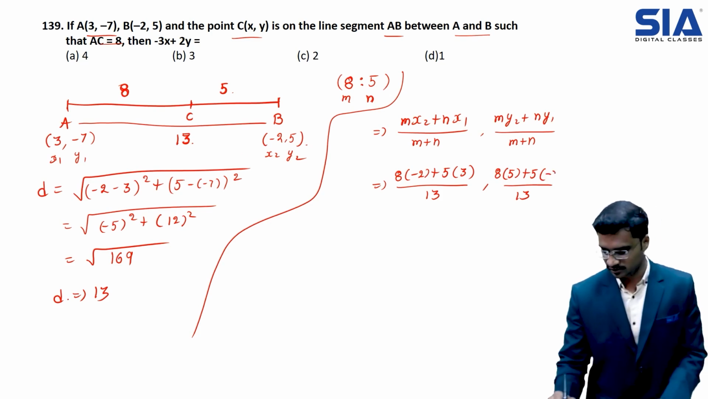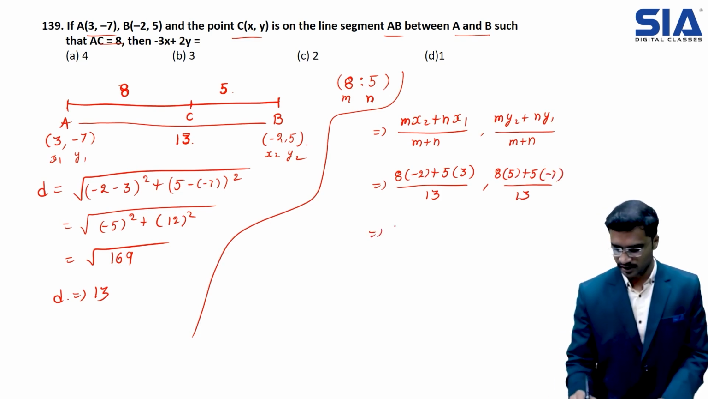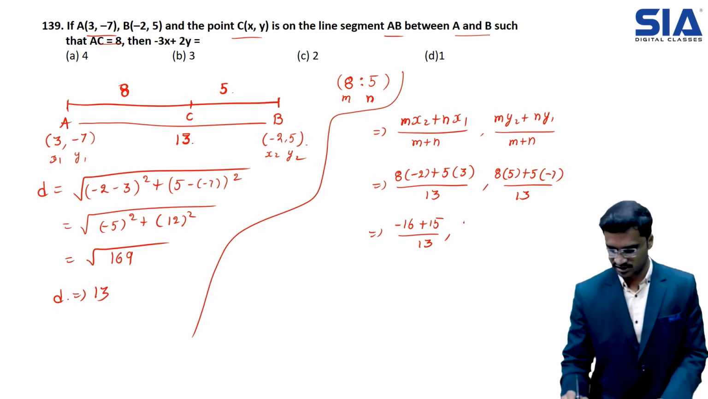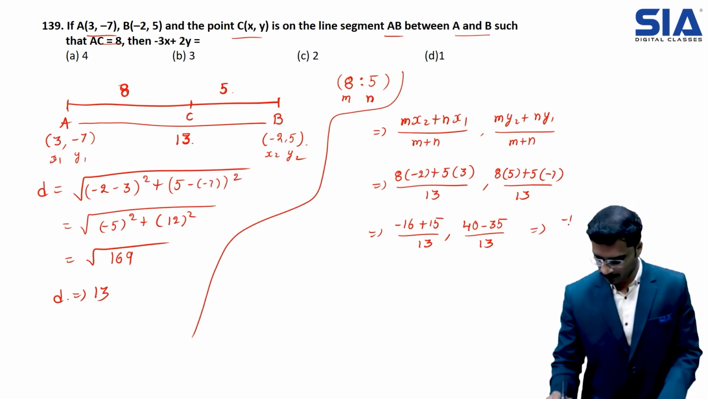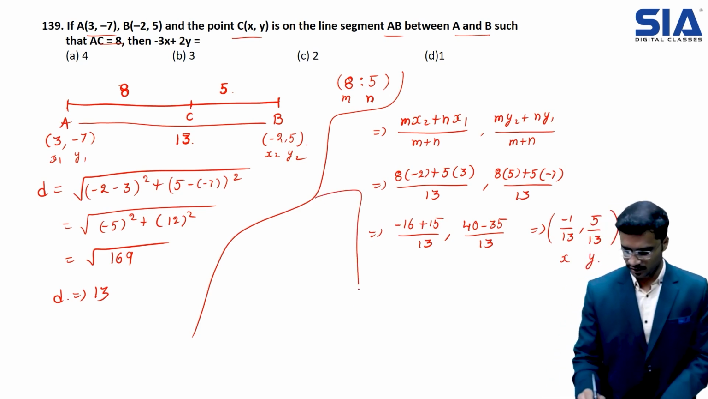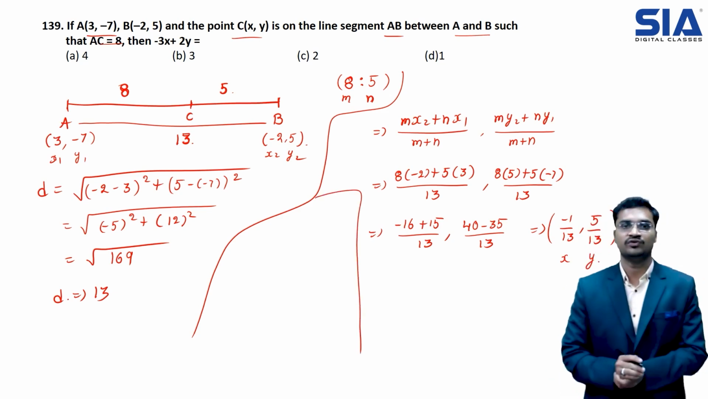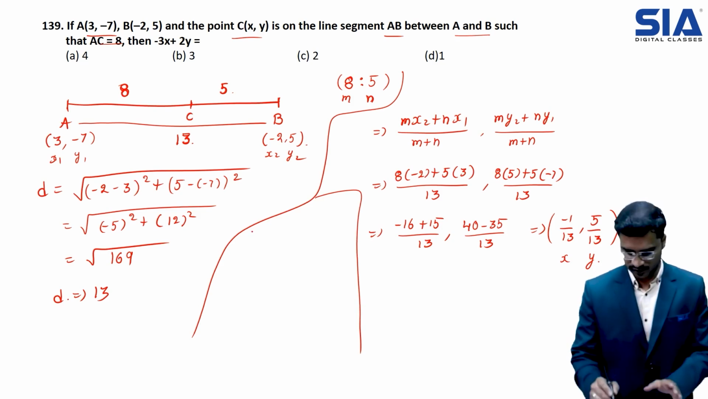Y1 is minus 7. So 8 2 is 16, minus 16 plus 15 divided by 13, comma 5 8 is 40 minus 35 divided by 30. So I am getting the point C as minus 1 by 13, comma 5 by 13. So this is the value of x, this is the value of y. Now what we should find? We should find the value of minus 3x plus 2y.